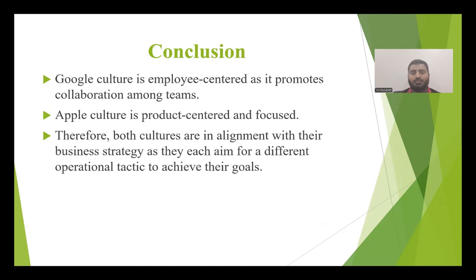So, to conclude, Google's culture is more employee centered, meaning it focuses on collaboration and innovation through its people, whereas Apple's culture is more product centered, meaning it focuses on delivering high quality products through strict processes and control. So, even though their approaches are different, both are successful because their culture aligns with their business goals.